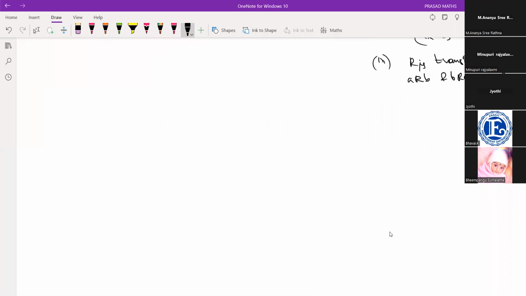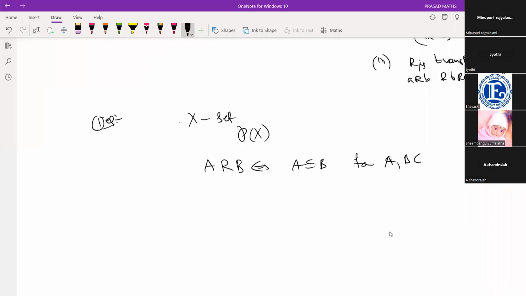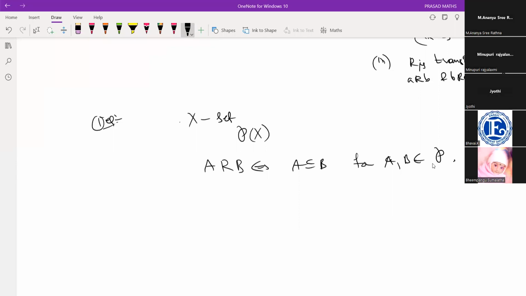Right? Suppose we can take any set. For example, X is any set that you started with. You can take the power set of X. My relation is: A is related to B if and only if A is contained in B. First, A, B belongs to the power set.